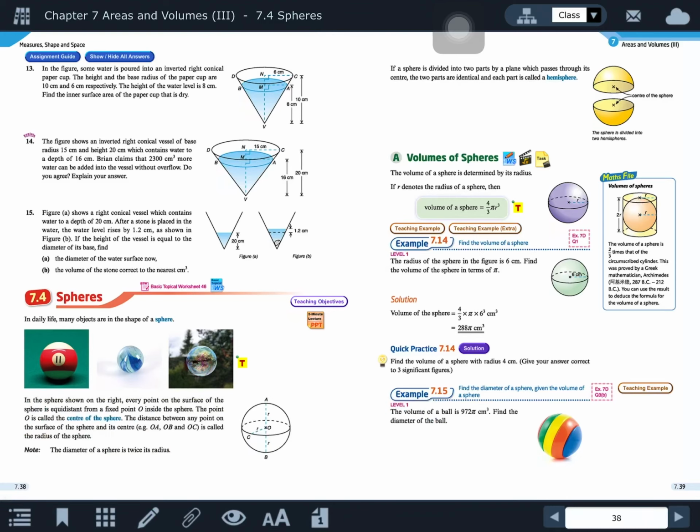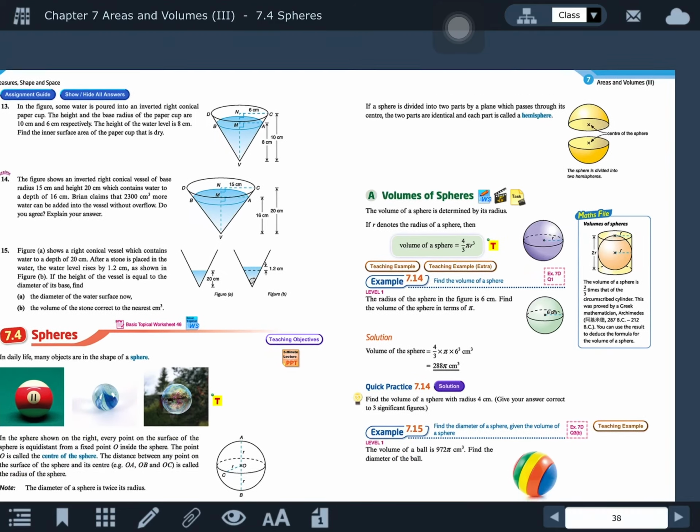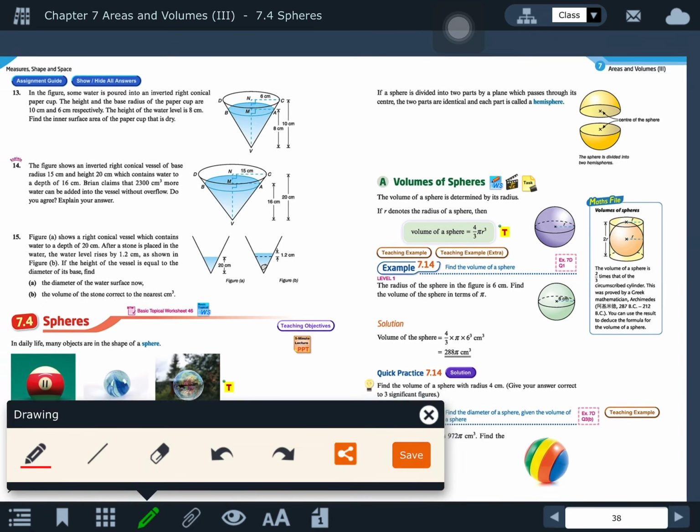Okay, so for this video, we know that chapter 7 comes to the end. So we will have the last two videos about this chapter, and then we will end these topics. Because this is a chapter for areas and volume, previously we have learned about the pyramids. Okay, pyramid.